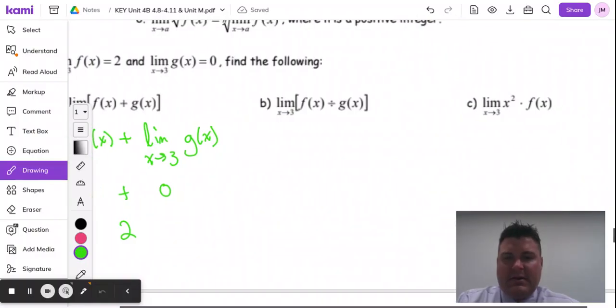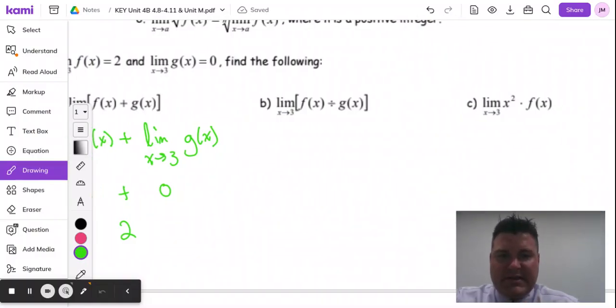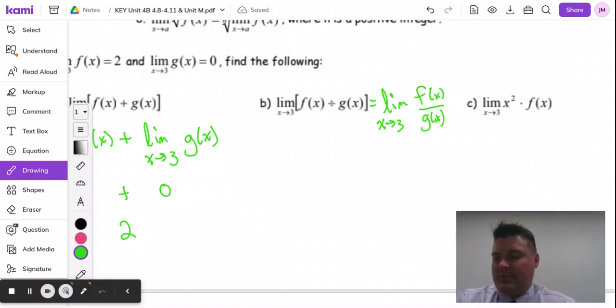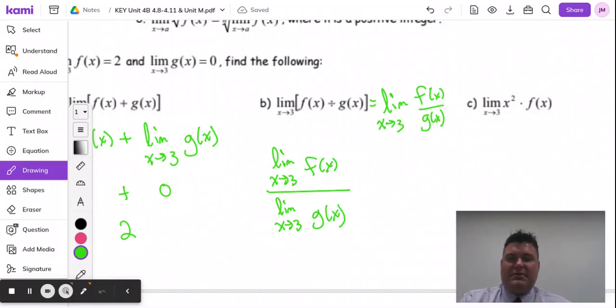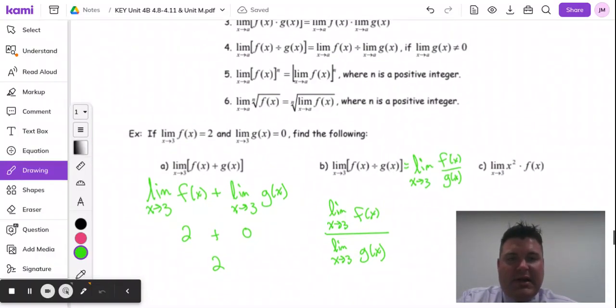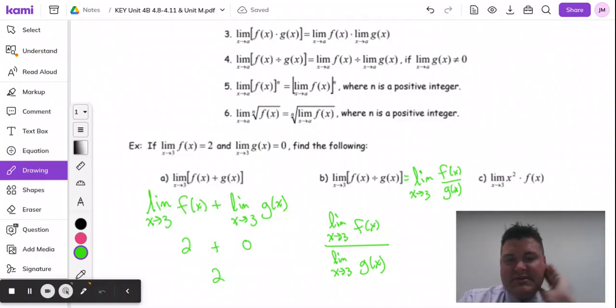Okay. Next one right here. This can be written as the limit as x approaches 3 of f of x over g of x. So we can rewrite this as the limit as x approaches 3 of f of x all over the limit as x approaches 3 of g of x. Now, the limit laws that we have up here are actually not going to apply, because look at number 4 right here. If our denominator is 0, this does not work.